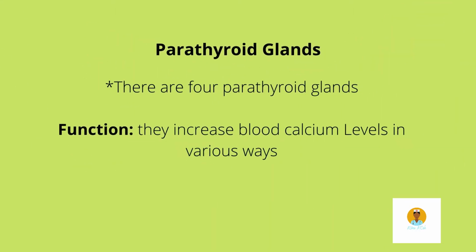Let's start with hypoparathyroidism. So there are 4 parathyroid glands. They are right next to the thyroid gland. And the parathyroid glands release PTH, which causes an increase in calcium levels in the bloodstream in various ways, which are, it causes an increased reabsorption of calcium in the kidneys and an increased absorption of calcium in the intestines. And lastly, it pulls calcium out of the bones into the bloodstream.